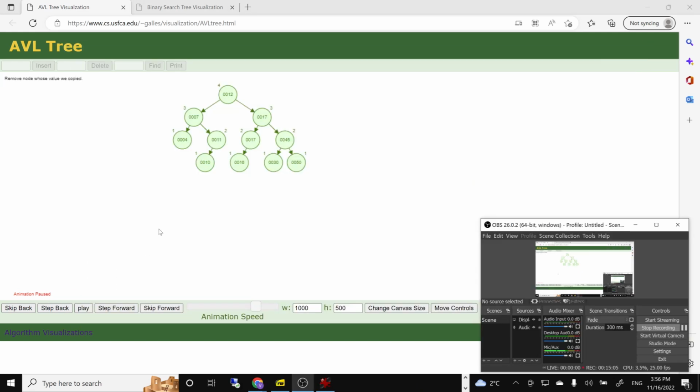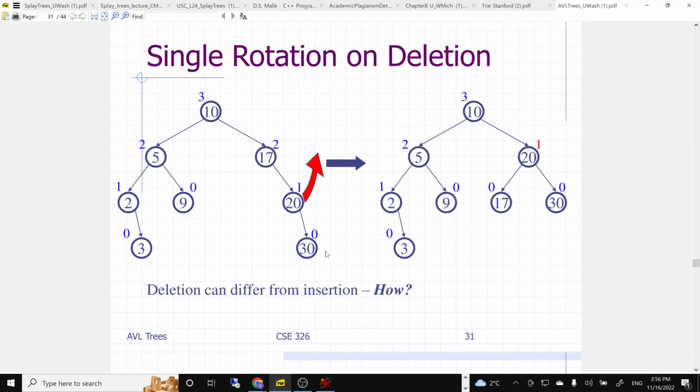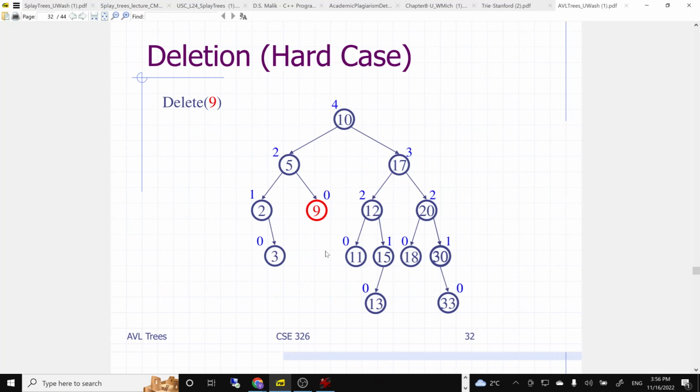Okay, how are we doing? We're doing good. We have plenty of time. So, single rotation on deletion. Now, a hard case. Delete 9.